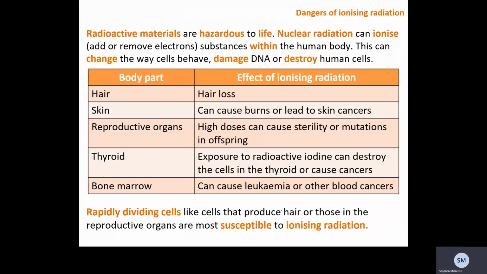Radioactive materials are hazardous to life. Nuclear radiation can ionize, which means it removes electrons from substances within the human body. This can change the way cells behave. They can damage DNA or destroy human cells.